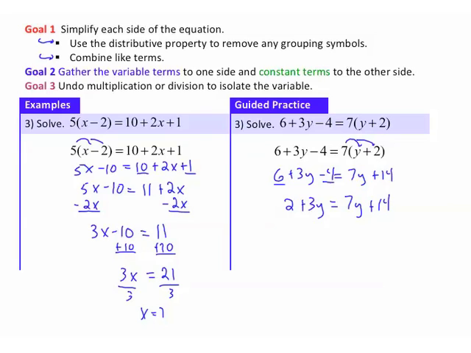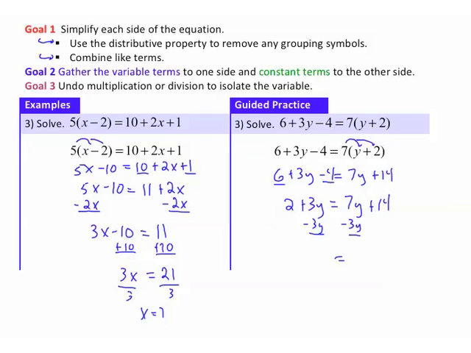On the left side I have 2 plus 3y, those are not like terms. On the right side I have 7y plus 14, those are not like terms. So now I can move on to goal 2, which is to get the variable terms to one side. The 3y is smaller, so that's the one I'm going to get rid of. So I would subtract 3y. Subtract 3y.